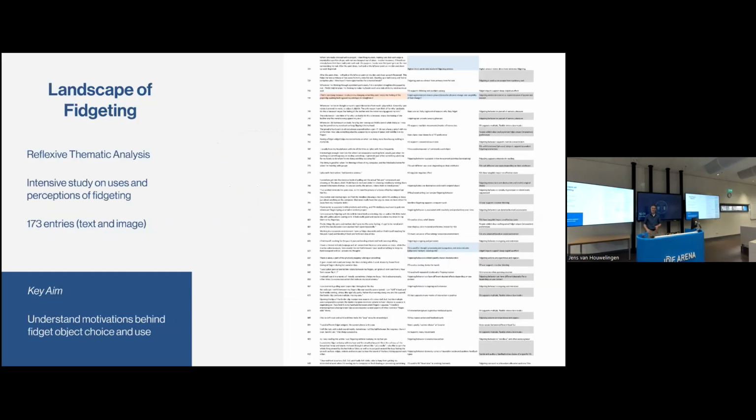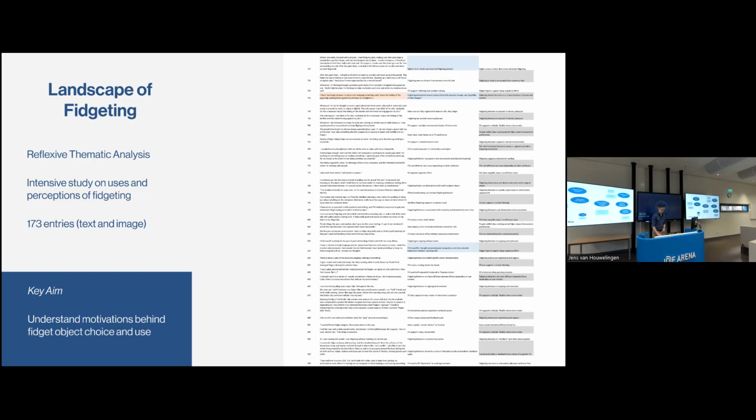And the last thing, this is the second big project outcome, is what I'm calling the landscape of fidgeting. And it was a reflexive thematic analysis. This is just an analysis process in literature, a qualitative, very personal process. And so there was a data set that exists of over 170 submitted fidget objects. They were some of the ones on the second slide, and text descriptions of what they are and how they're used. And I went through this picture that you shouldn't be able to read is me going through and picking out details out of it and categorizing it and coding it, saying what this is really telling me.